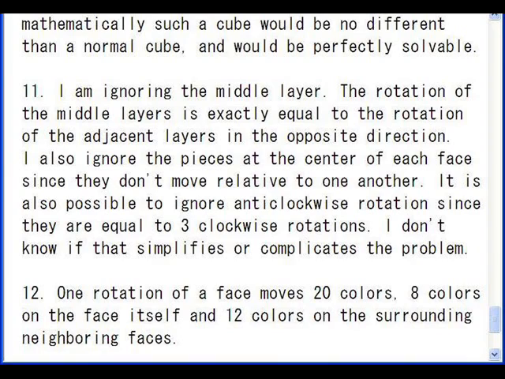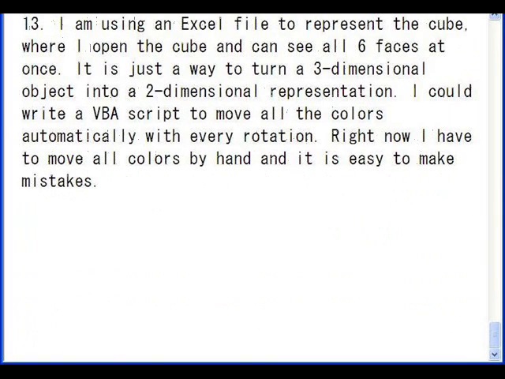One rotation of a face moves 20 colors, 8 colors on the face itself and 12 colors on the surrounding neighboring faces. I am using an Excel file to represent the cube, where I open the cube and can see all 6 faces at once. It is just a way to turn a 3-dimensional object into a 2-dimensional representation. I could write a VBA script to move all the colors automatically with every rotation. Right now I have to move all colors by hand, and it is easy to make mistakes.